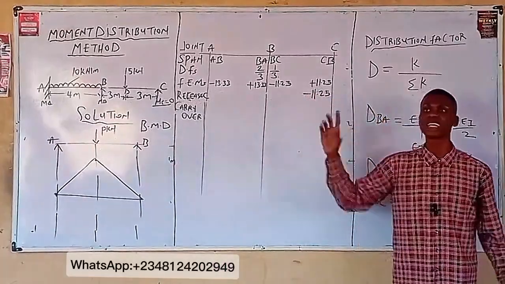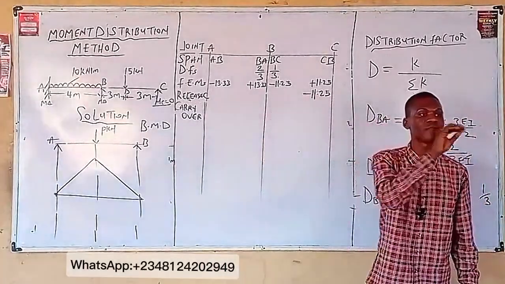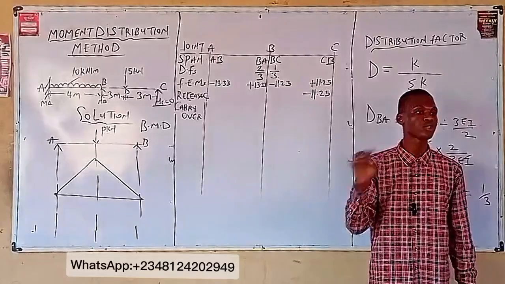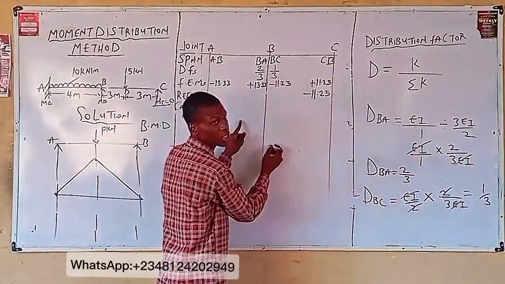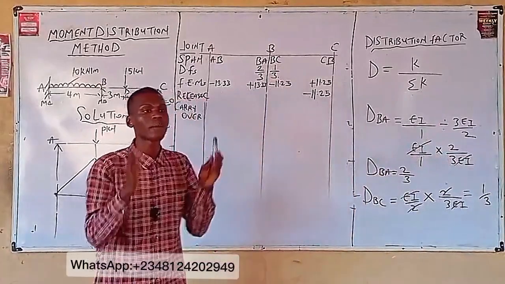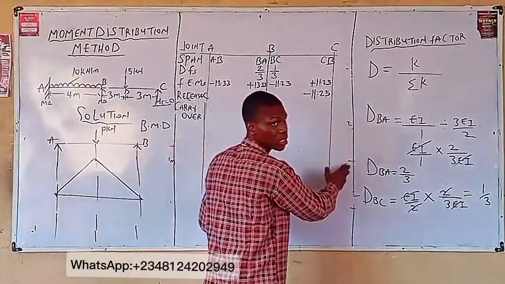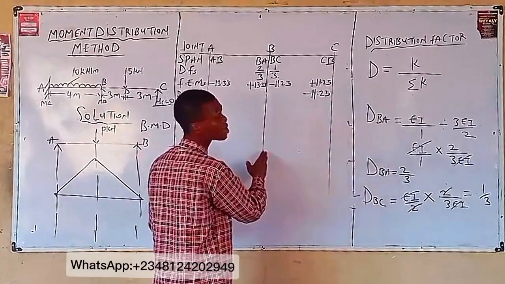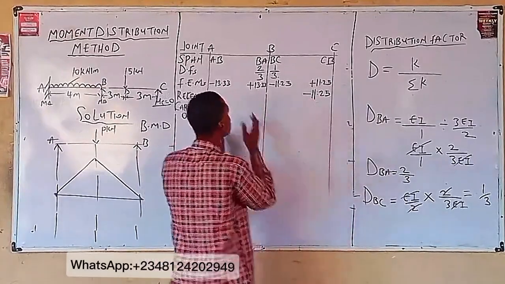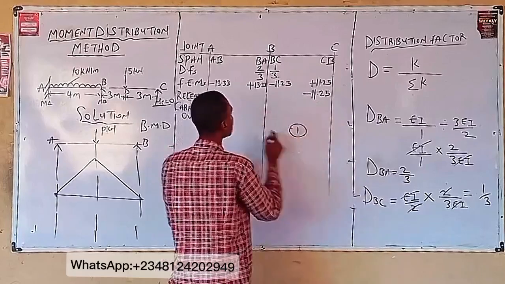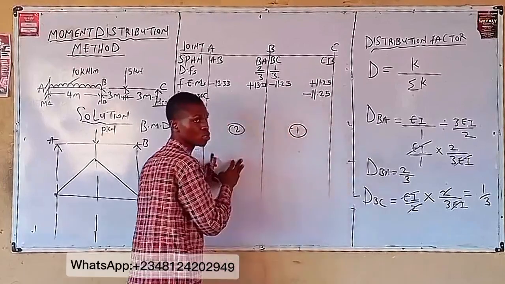Generally, when you want to carry over a particular value, just divide by 2. Meaning, you are carrying over this value up to this joint. Now, when carrying over, you are maintaining your span. This is span AB, this is span BC. Call this span 1, call this span 2. Carrying over this value, am I still in span 1 or span 2?